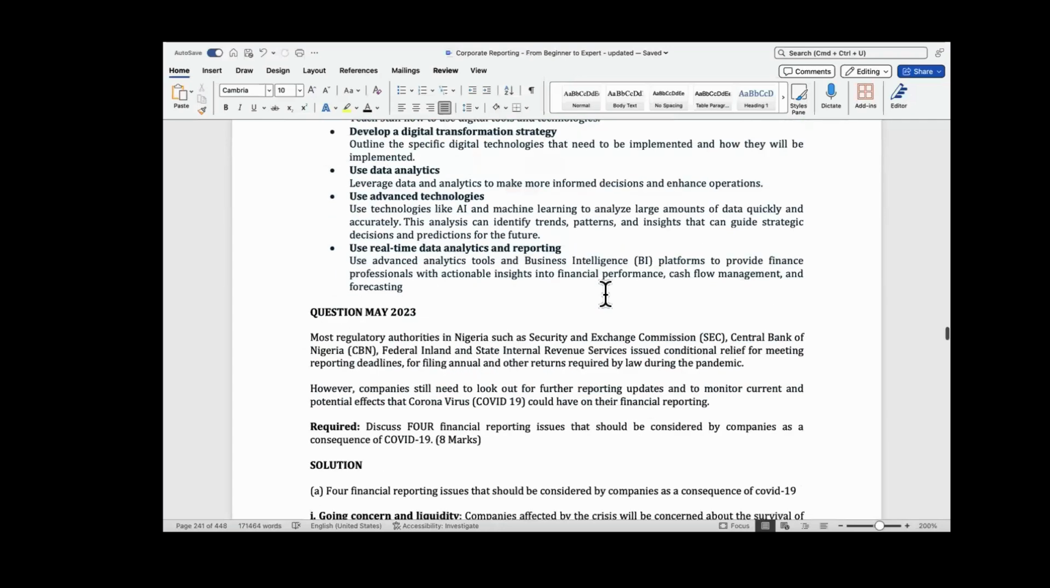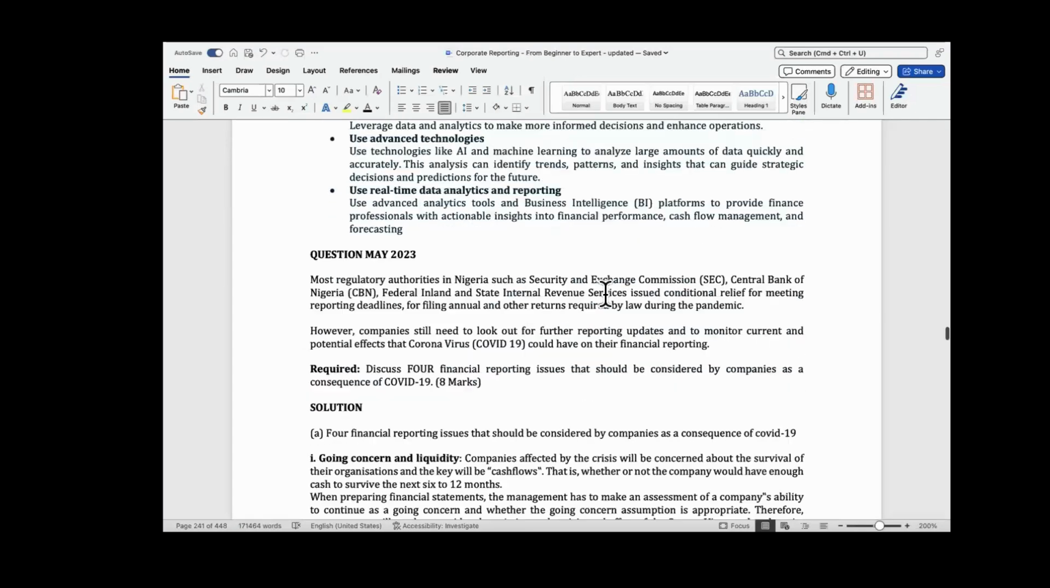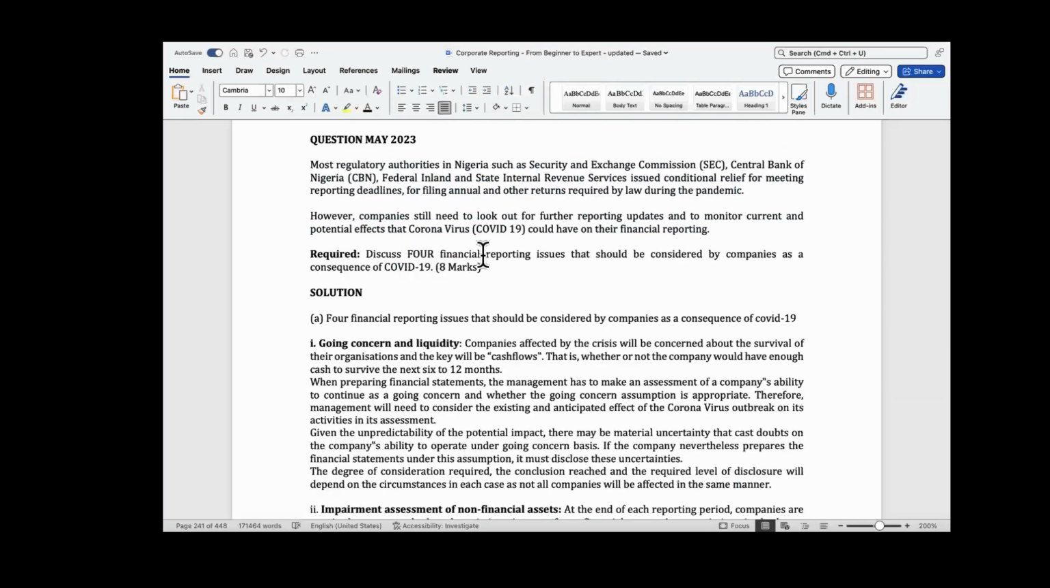Another one they also asked around these areas: you see them asking that you should discuss 4 reporting issues that should be considered by companies as a consequence of COVID-19. Maybe they might not ask this anymore because COVID-19 is gone and past, right? But we can learn a little from here.